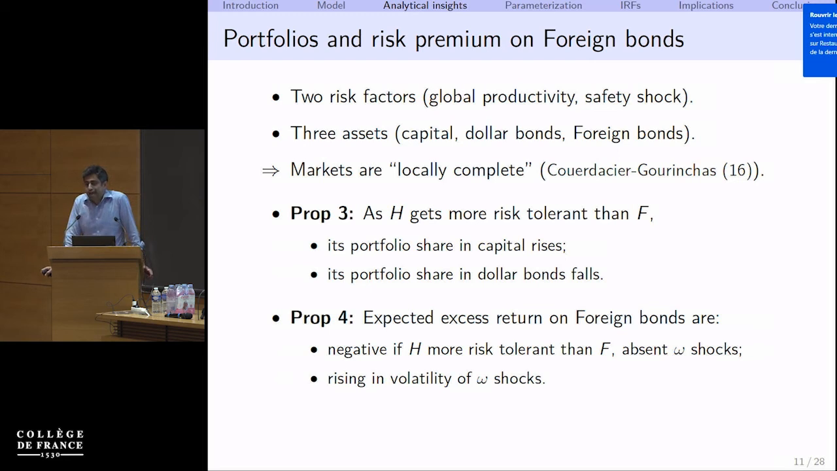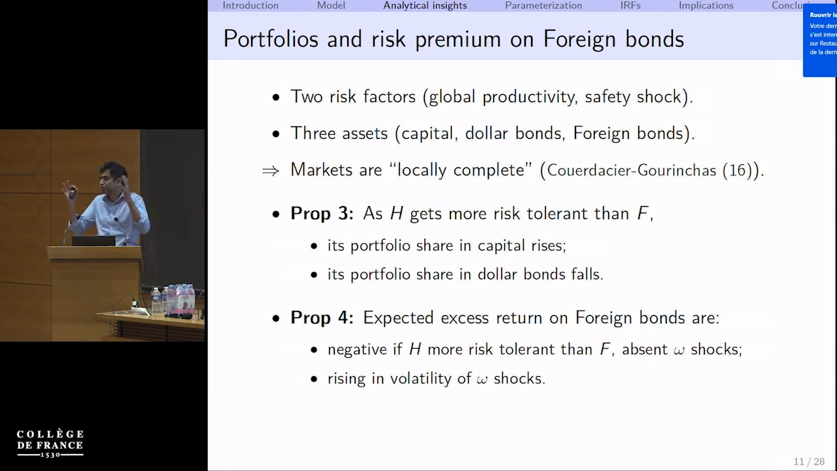The final proposition asks ex ante, what are the implications for risk premia? The first point is, if we didn't have safety shocks, if home was more risk tolerant than foreign, then dollar bonds would actually have a positive beta. They would depreciate in bad times because home's relative wealth would fall in bad times because it's long capital. And that would cause a dollar depreciation. So ex ante, the expected excess returns on foreign bonds would be negative versus dollars. In other words, you have a positive risk premium on dollar bonds.